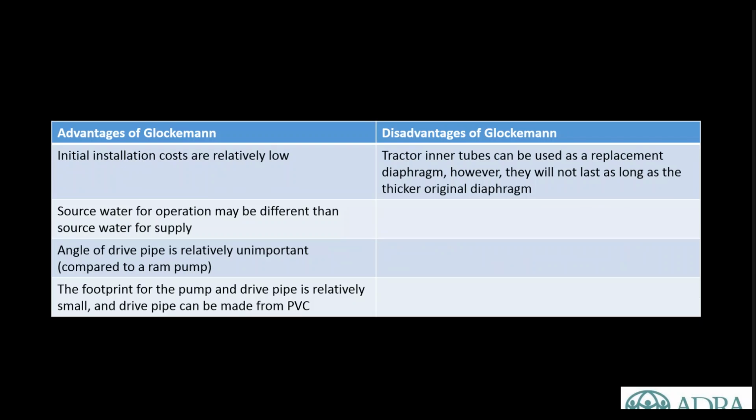So the initial installation costs are quite low compared to, say, a ram pump, and the angle of the drive pipe is unimportant compared to, say, a ram pump, and its footprint is much smaller, which is actually quite handy if you've got a tighter space to fit it into. The source water, similarly to the ram pump, can actually be different than the source water for supply. So you could have one location of water for operating the pump and a different location of water for your drinking water or whatever.